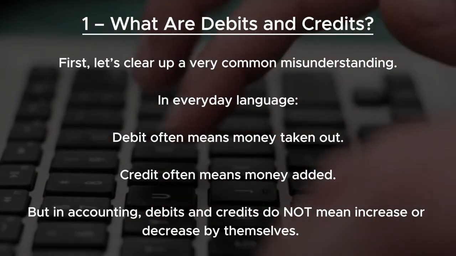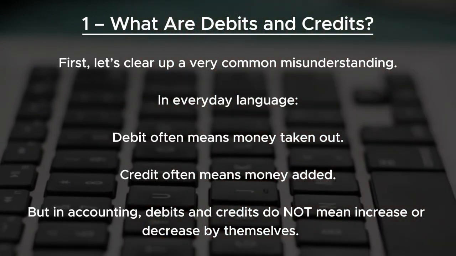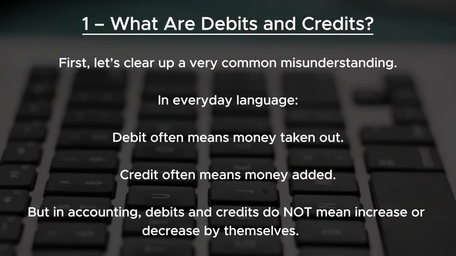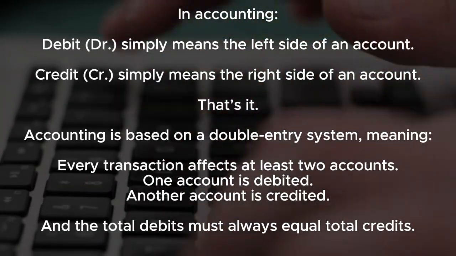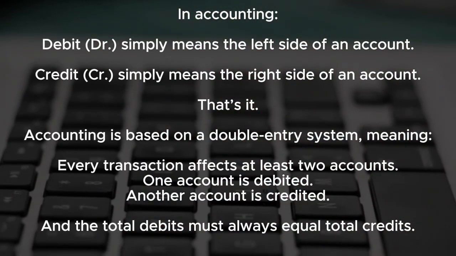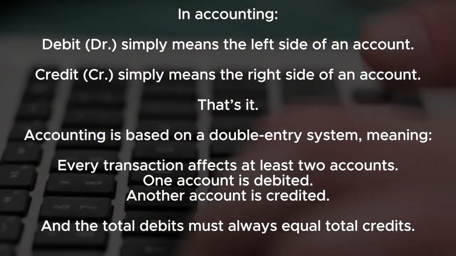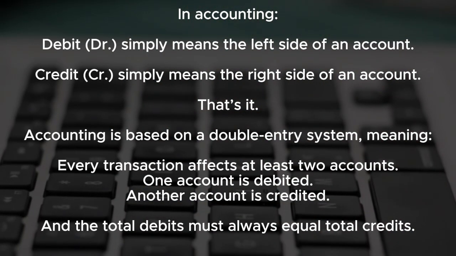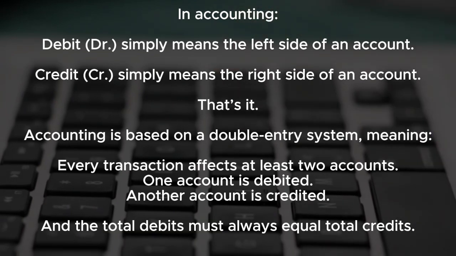First, let's clear up a very common misunderstanding. In everyday language, debit often means money taken out. Credit often means money added. But in accounting, debits and credits do not mean increase or decrease by themselves. In accounting, debit, DR, simply means the left side of an account. Credit, CR, simply means the right side of an account. That's it. Accounting is based on a double entry system, meaning every transaction affects at least two accounts. One account is debited. Another account is credited, and the total debits must always equal total credits.